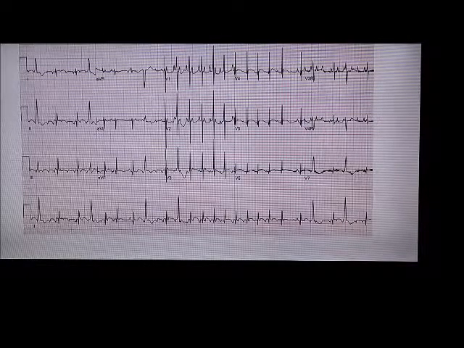Okay, tamam. So A more than V is what? It is atrial tachycardia.